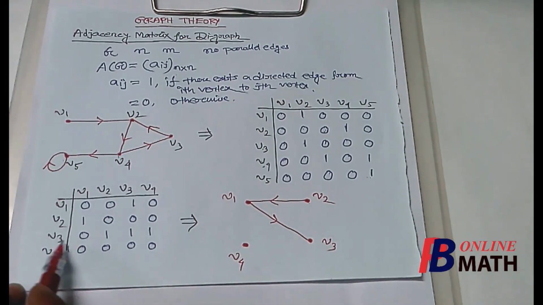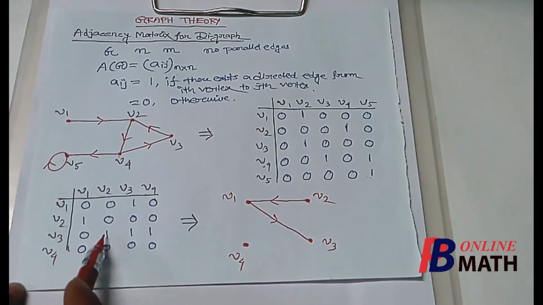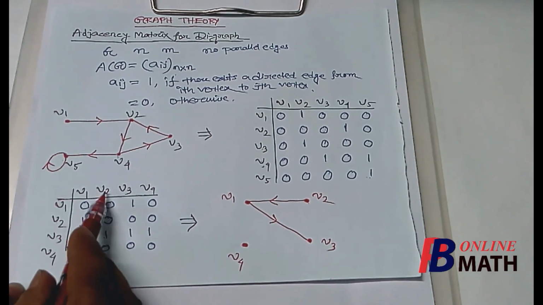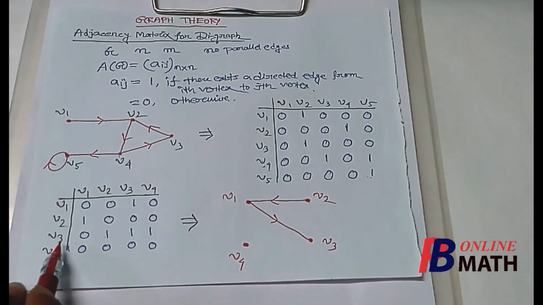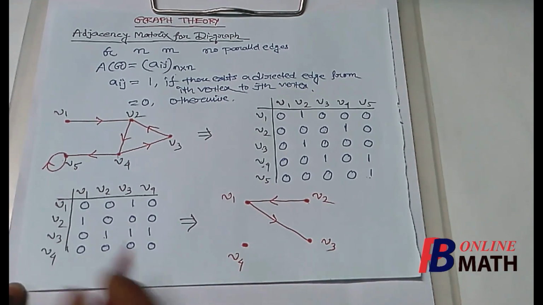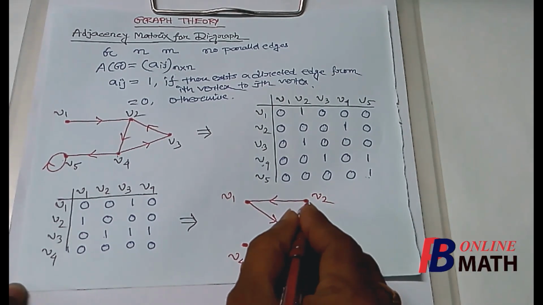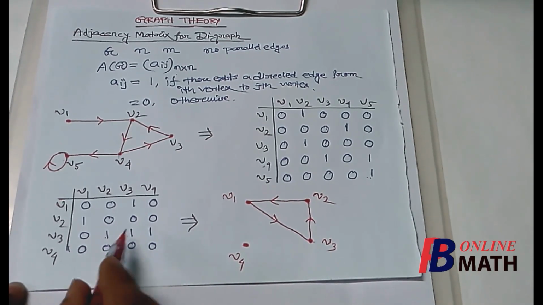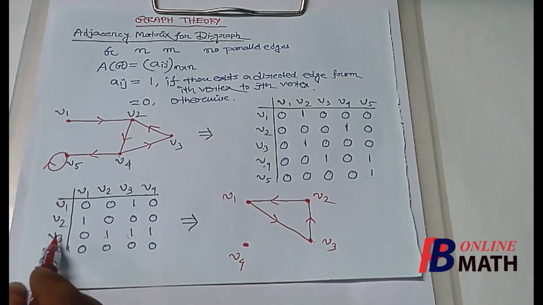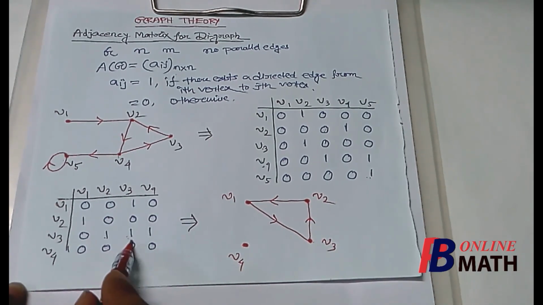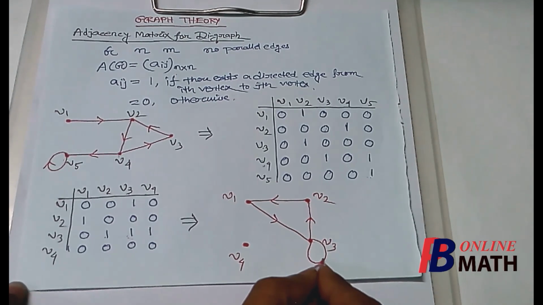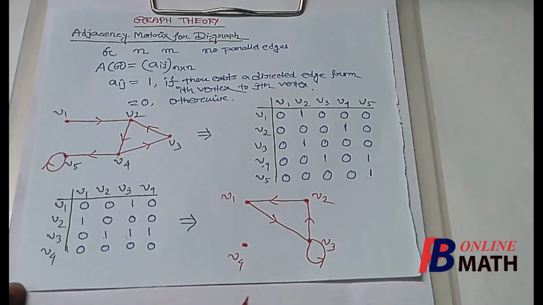Next we consider the third row, the row of v3. We find that there are 3 non-zero elements. First one is this one, v3 and v2. So there exists one directed edge from v3 to v2. Again this element is 1. So by the formula, there exists one directed edge from v3 to v3. That means there exists a self loop. So there exists a self loop here at the v3. Now we can put any direction here because this is a self loop.